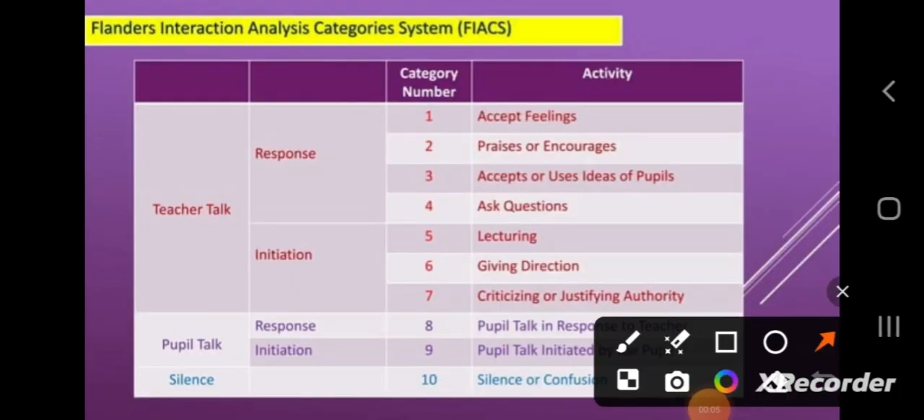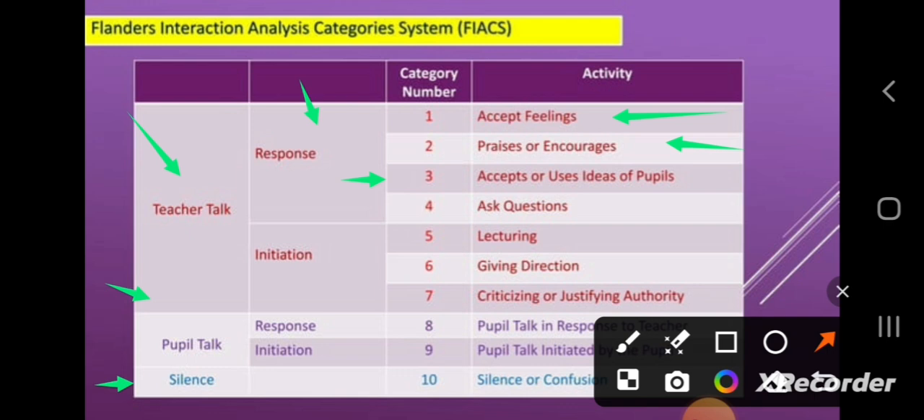Flanders interaction analysis category system. Number 1, teacher talk, pupil talk, silence. Teacher talk, response. Number 1, accepts feeling. The teacher acknowledges and or accepts students' feelings or emotional responses. Number 2, praises or encourages. The teacher provides positive reinforcement or encouragement to students.